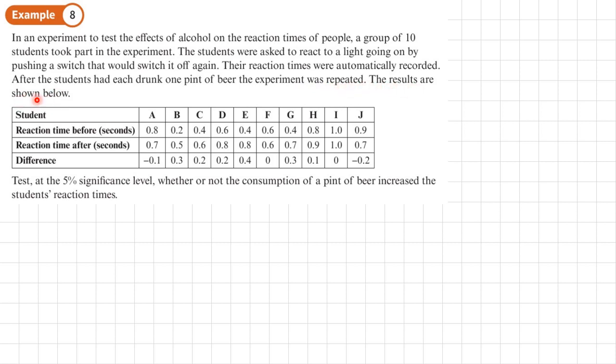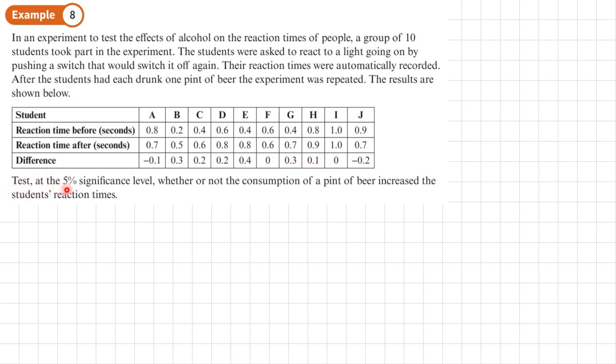Now I hope these are students that were at university and not any younger. So here we've got our students here, 10 different students. This is their reaction times before drinking the 1 pint of beer, and these are their reaction times after drinking the 1 pint of beer, and here are the differences in the bottom row. So they've been worked out for us.